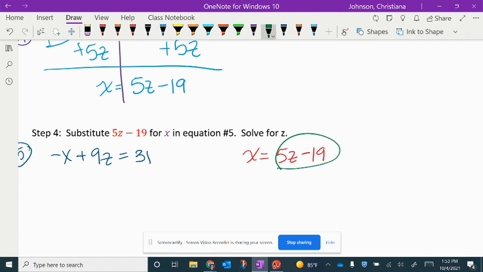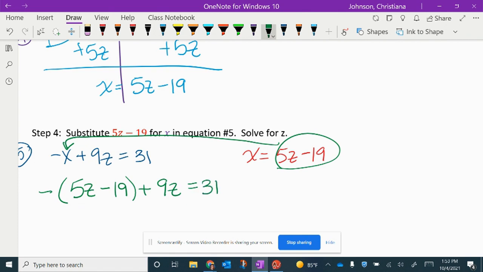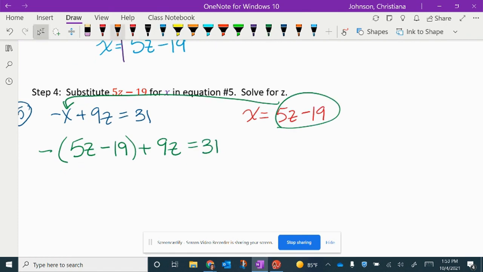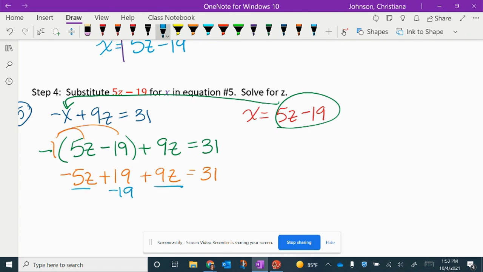So we're going to take 5z minus 19 and replace it where the x is. That negative is going to stay there, and we're just going to put in the 5z minus 19 where x was. Everything else about this equation has to stay the same. Now we will do our double rainbow. Negative 1 times 5z is negative 5z. Negative 1 times negative 19 is positive 19 plus 9z, and equals 31. Get things together that go together and move numbers away.